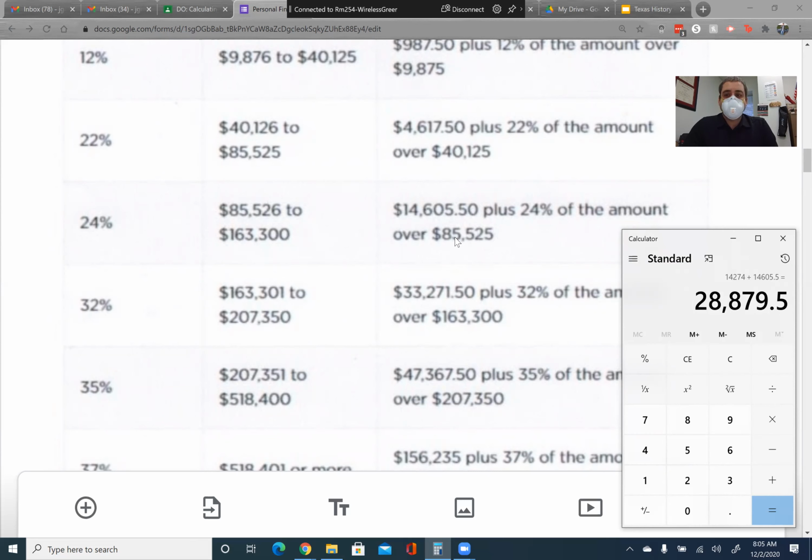Almost 29,000. Now you say, wow, how many of y'all say that's a lot? That is a lot, right? So that means after taxes, the individual is left with $116,000.